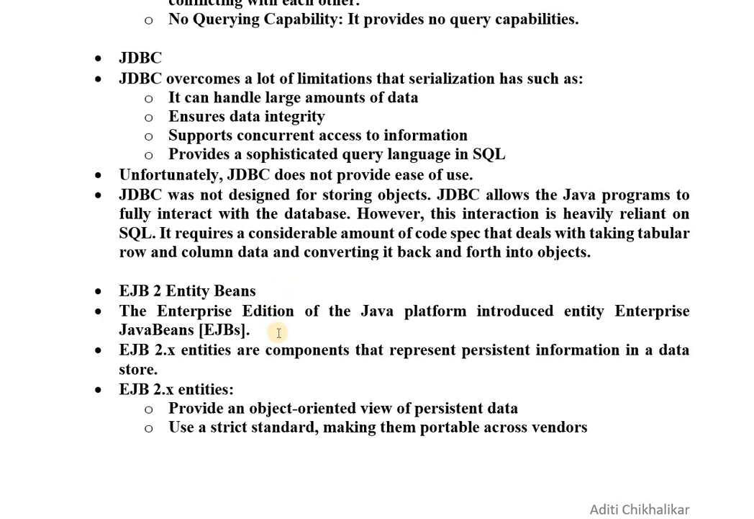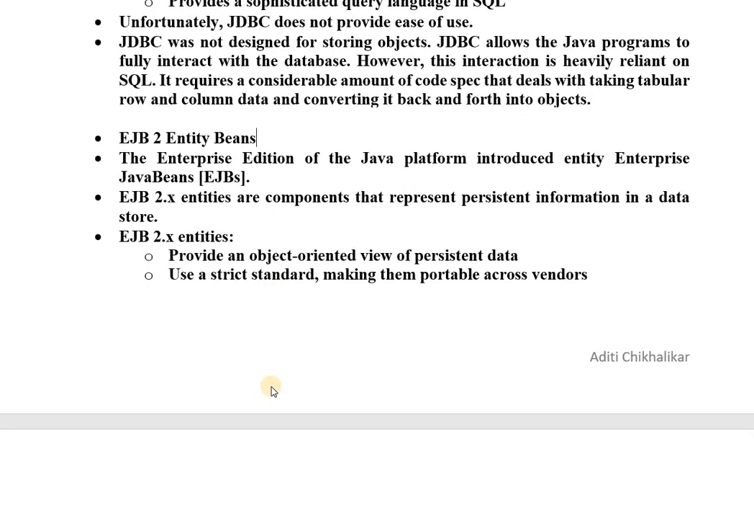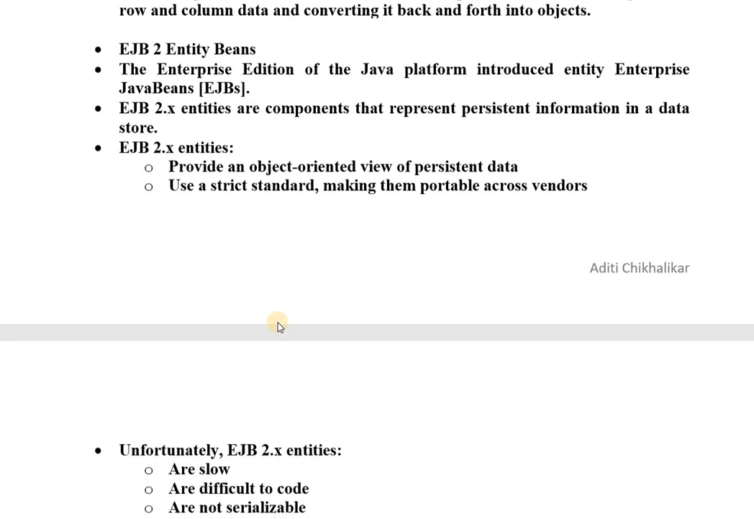Now, the Enterprise Edition of Java has introduced entity enterprise Java beans, where we can store objects as objects in the data store. So EJB entity beans provide an object-oriented view of persistent data, and because they follow a very strict standard, the portability increases.